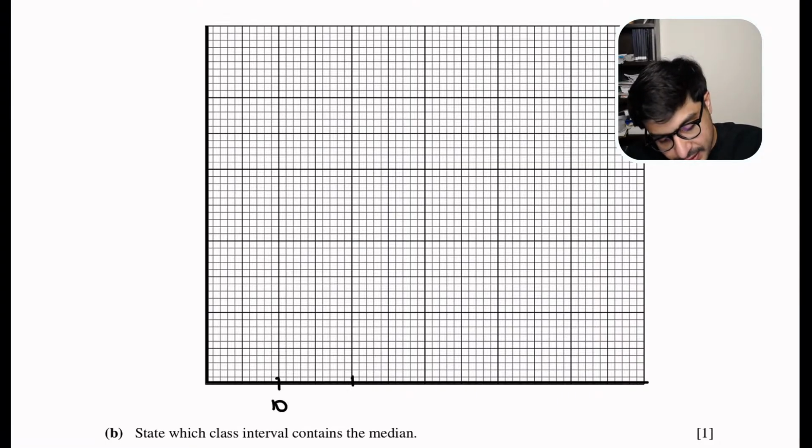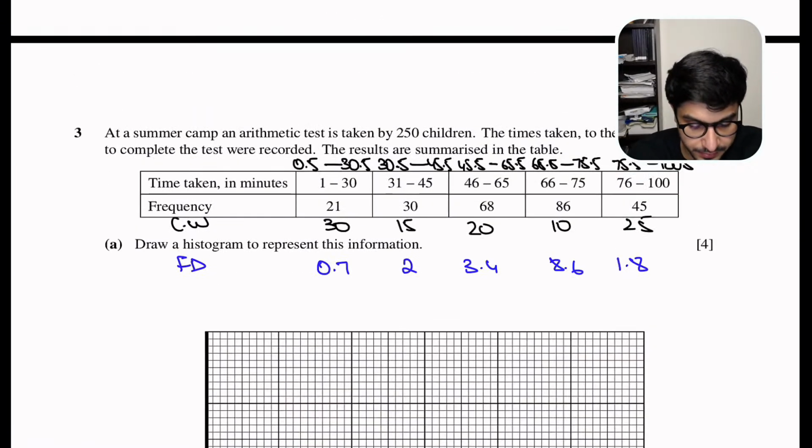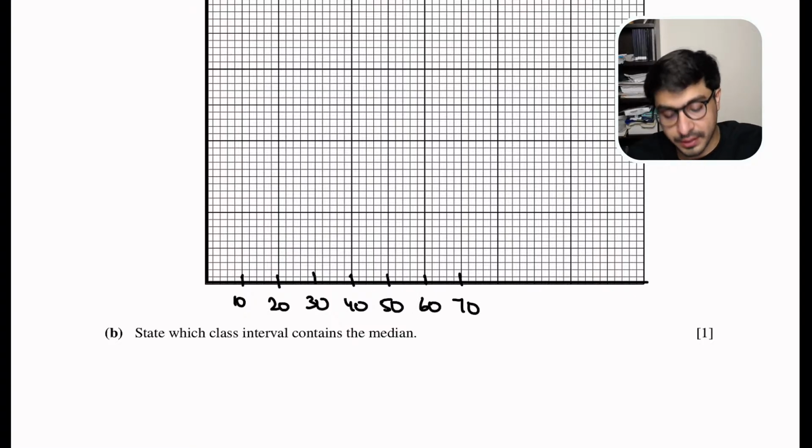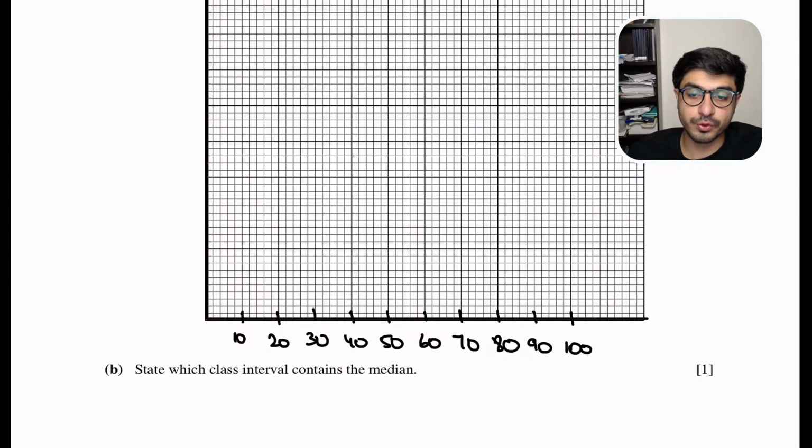It's going to be 10, maybe 20, or I think we have to take it till 100. Oh no, so it's going to be what? It's going to be 10, 20, 30, 40, 50, 60, 70, and then this is going to be 80, this is going to be 90, and this is going to be 100, right? This is how it is supposed to be done.